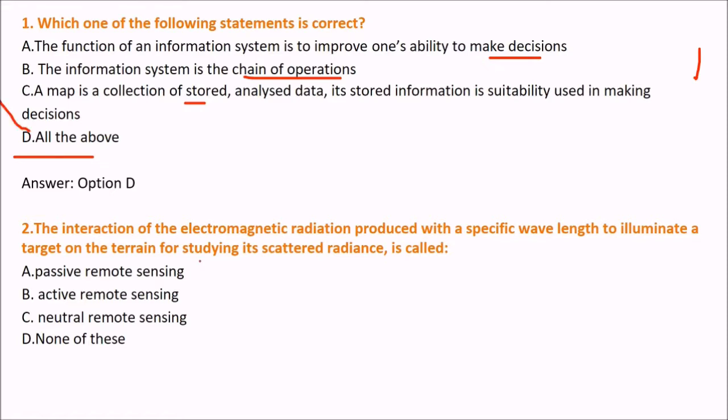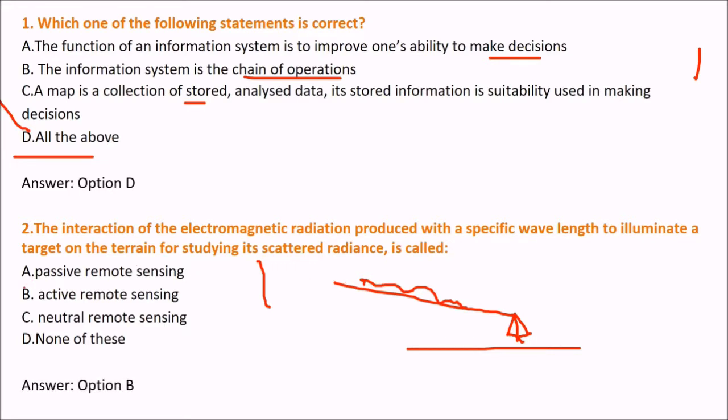Next is the interaction of electromagnetic radiation produced with a specific wavelength to illuminate a target on the terrain for studying its scattered radiance is known as what? These are options for you: passive, active, neutral remote sensing. The interaction of electromagnetic radiation produced with certain wavelength to illuminate a target on the terrain for studying its scattered radiance is known as active remote sensing. This is called active remote sensing.